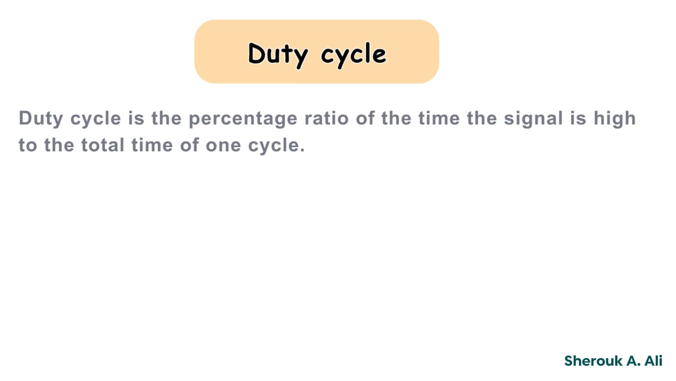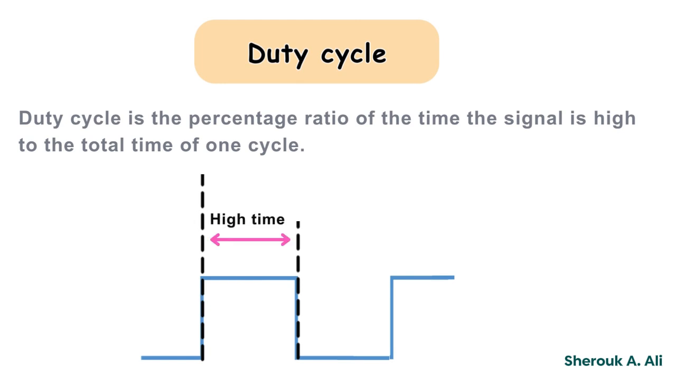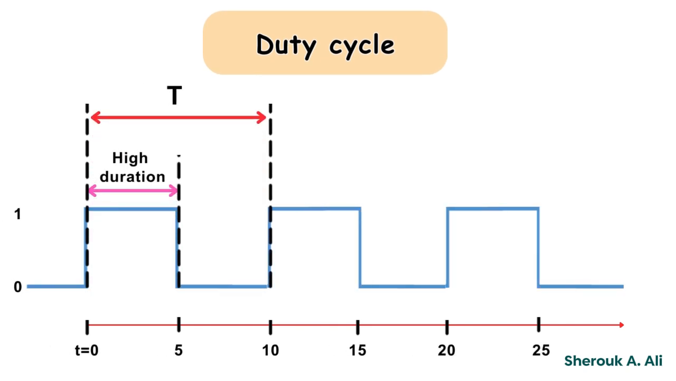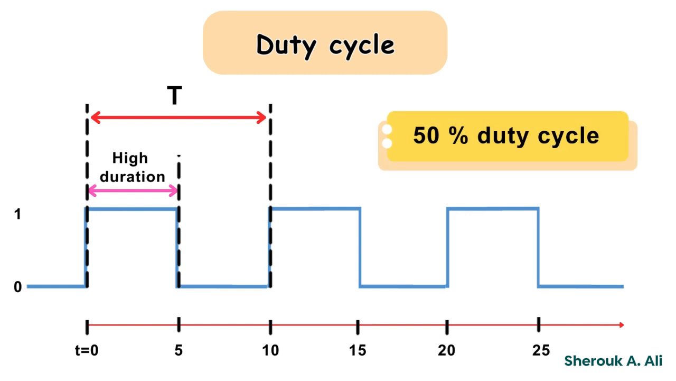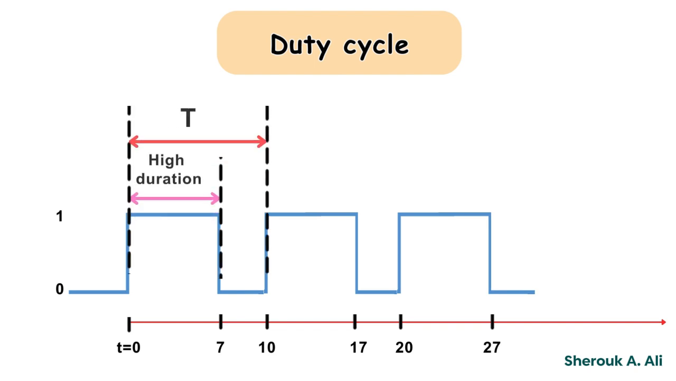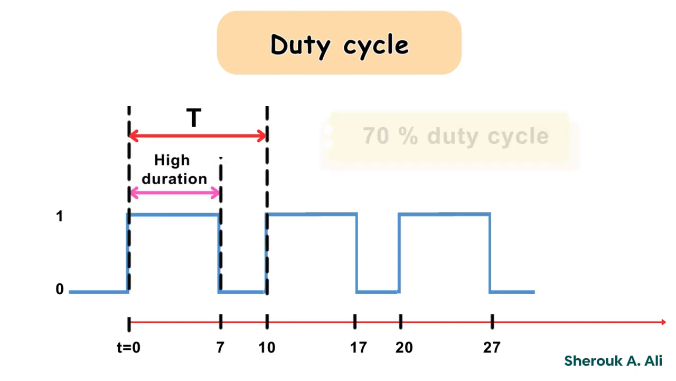Now let's see duty cycle. Duty cycle is the percentage ratio of the time the signal is high to the total time of one cycle. So, as shown in the figure, the duty cycle is the ratio between the high time and the total period, T. Let's see some examples. Here, the high time is equal to half the clock period. So, the duty cycle equals 50%. And as shown in this example, the duty cycle equals 70%.